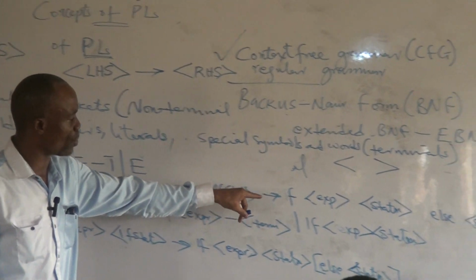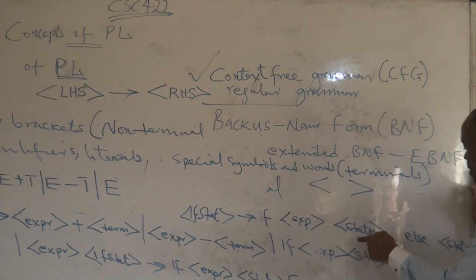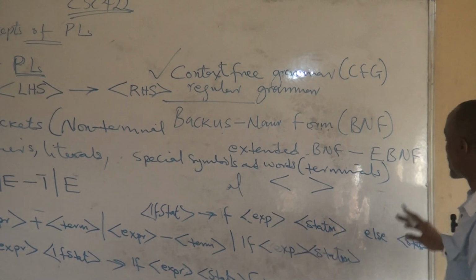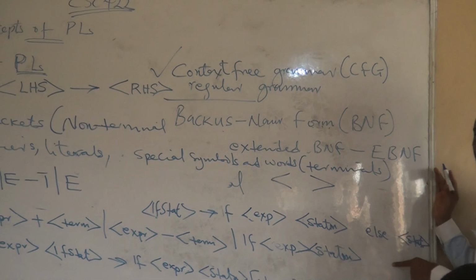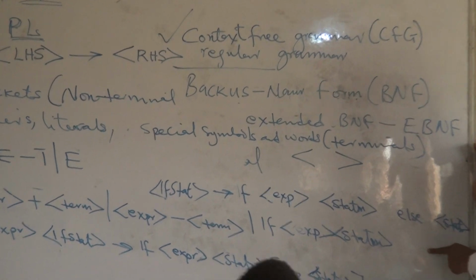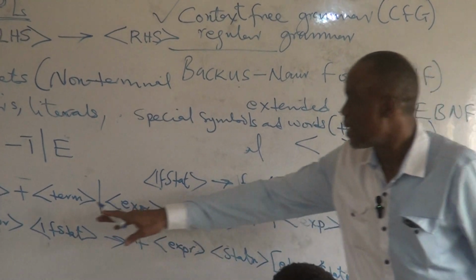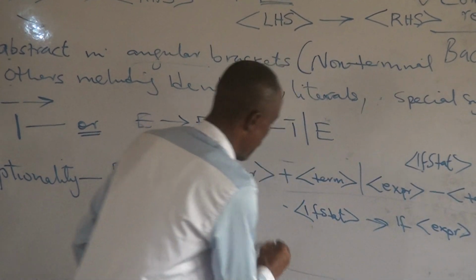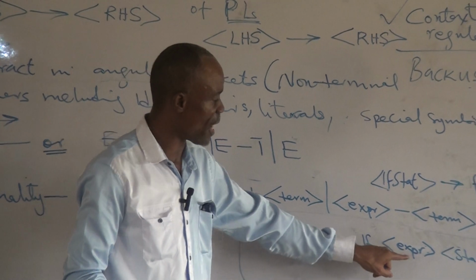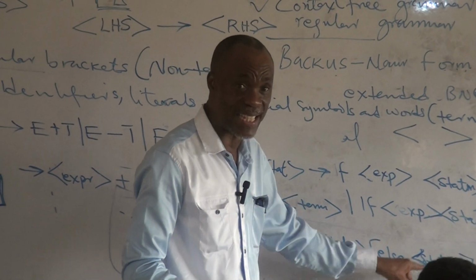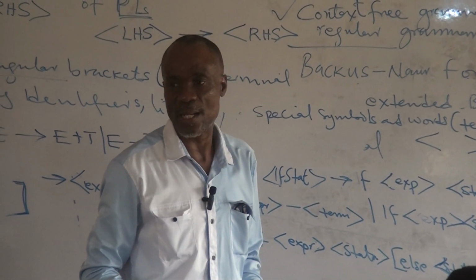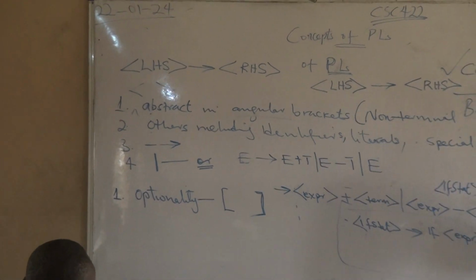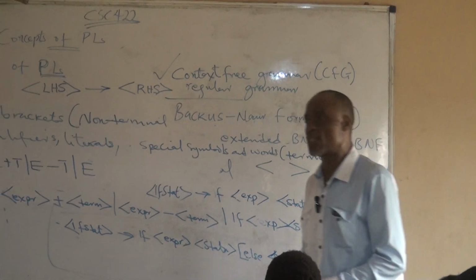Now, look at it. Let me make some corrections. If statement is if expression statement else statement, or if expression statement. So we should see the else phrase as optional, is it not so? So EBNF will write on one line: if statement is if expression statement, and the else statement is now in square brackets, telling you that it's optional. Instead of writing this in two lines, it has now been written in one line. This is one feature of EBNF.